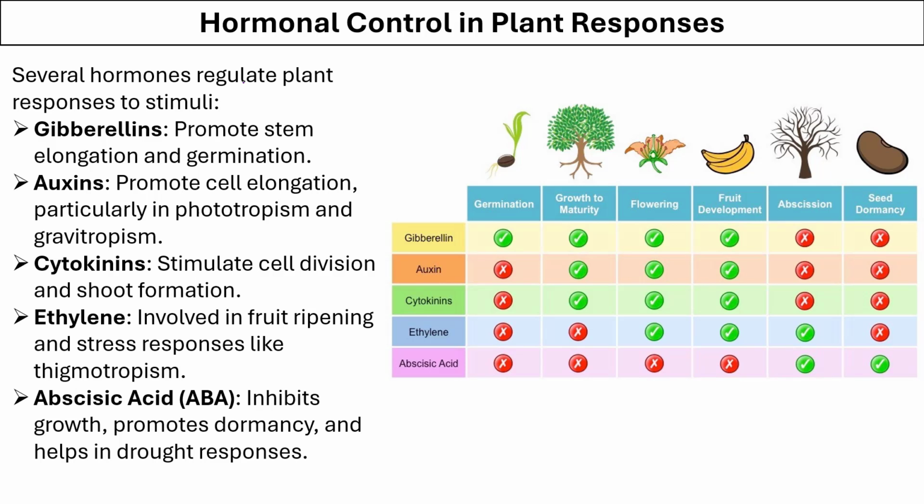gibberellin is a hormone that promotes stem elongation and germination in plants. Auxin is another hormone that promotes cell elongation, particularly in response to phototropism or geotropism. Cytokinin is a hormone which stimulates cell division and shoot formation. Ethylene is involved in the ripening of fruits and stress responses like thigmotropism. And abscisic acid inhibits growth and promotes dormancy in plants to help them survive drought conditions.